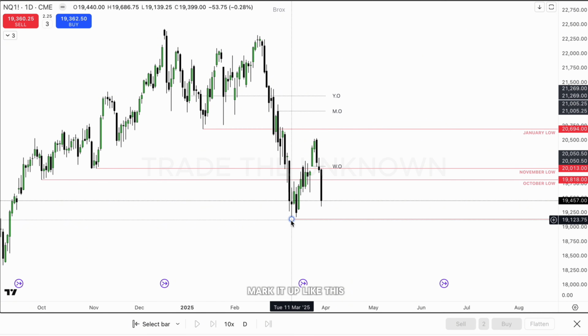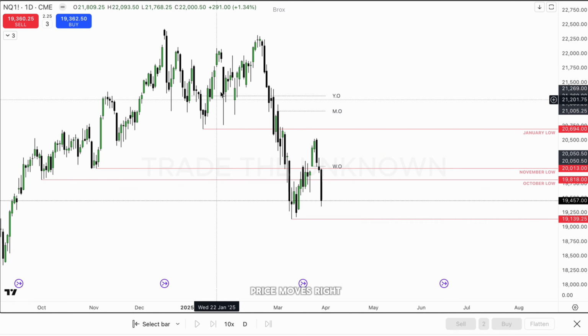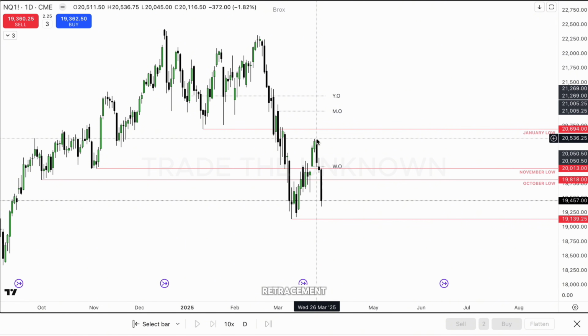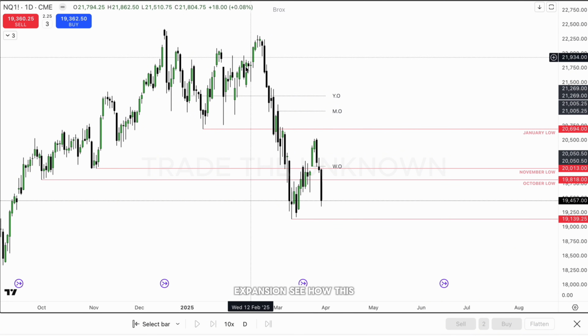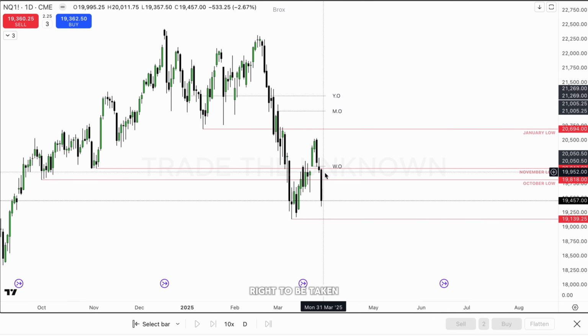If I go ahead and mark it out like this, this is basically how price moves, right? We form a new low, move higher, take out buy side, come back down, take out sell side, retrace, take out sell side again, retracement, expansion. You see how this repeats all over? Expansion, retracement, and price basically is engineering these lows, right, to be taken out at a later time.